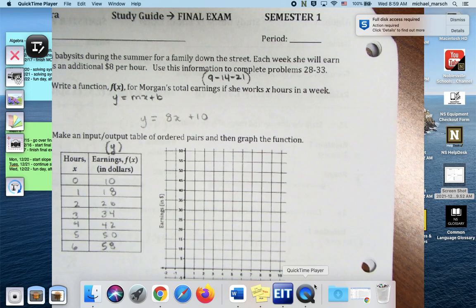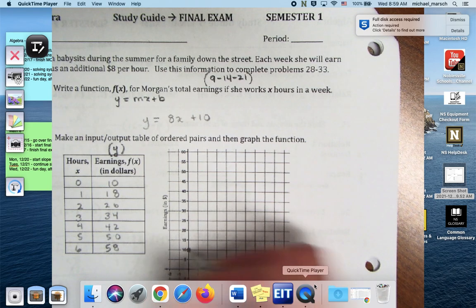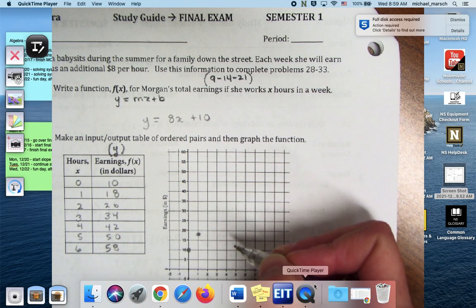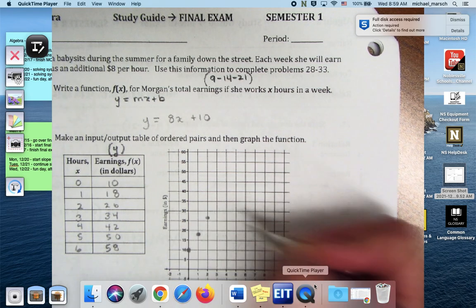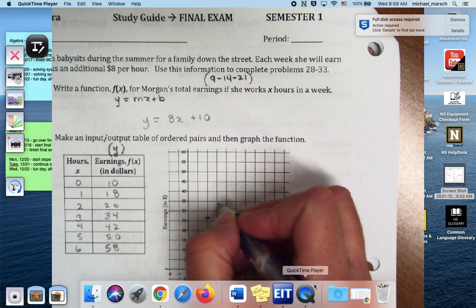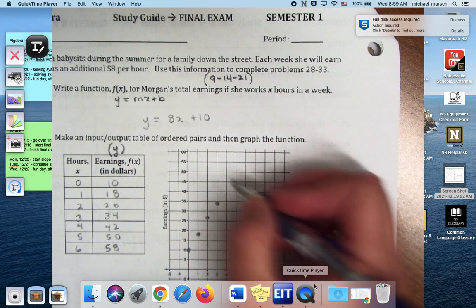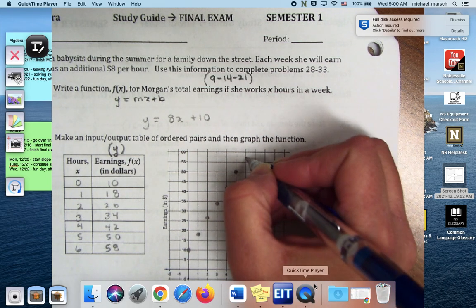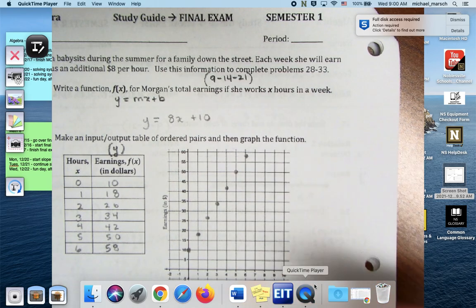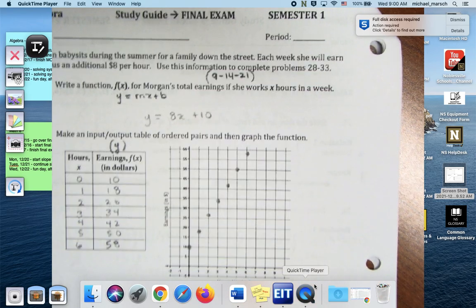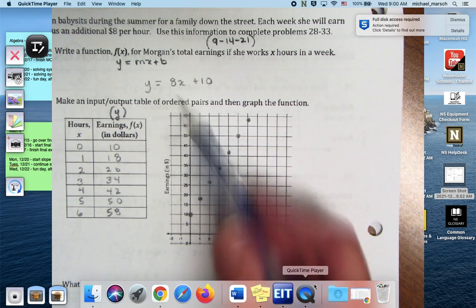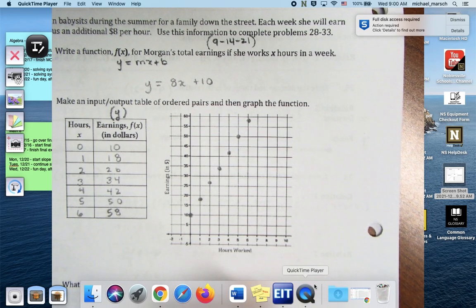All right, so now we need to graph it. So she starts at $10 no matter what. And then at 1 hour, she's up at 18. So you do have to kind of guesstimate here. And then 26, 34, 42, 50, 58. What is the slope? Well, you can see the slope right up here. So the slope is 8 over 1.